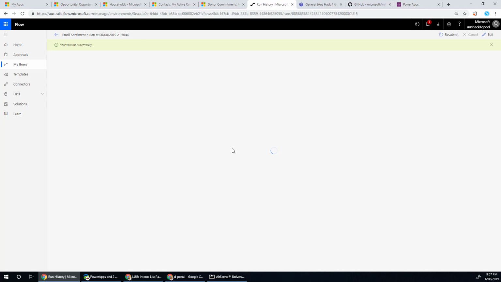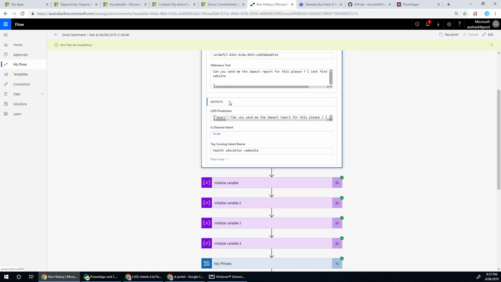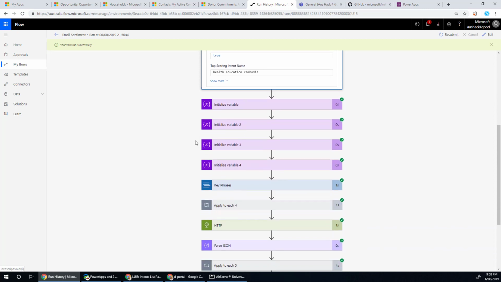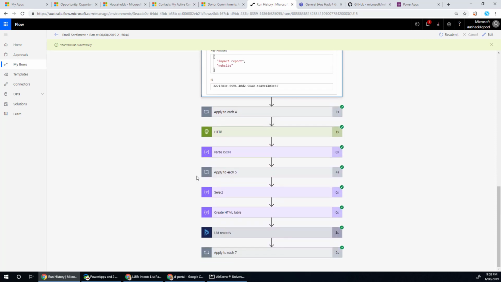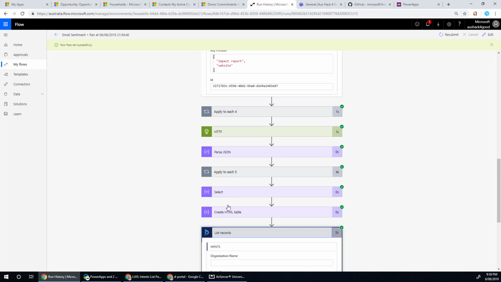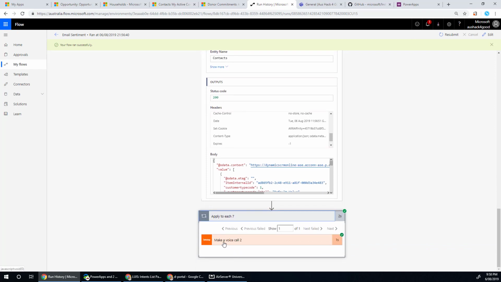So in this particular case, it looked at an email, it got the prediction, can you send me the impact report? Based on that, it understood that the top scoring intent is that it's about one of the programs we run around health education in Cambodia. It figured out what the key phrases were. Now I can do things like get documents from SharePoint or summarize information in an email or create a task for someone as well. But in this particular case, once I received that, okay, this particular contact is a major donor, I wanted a phone call to be made as well, and that was possible again using Flow.